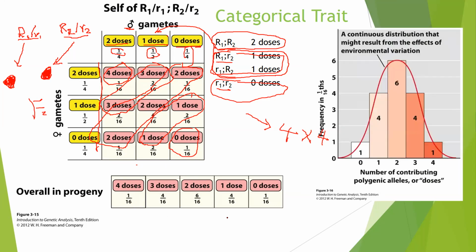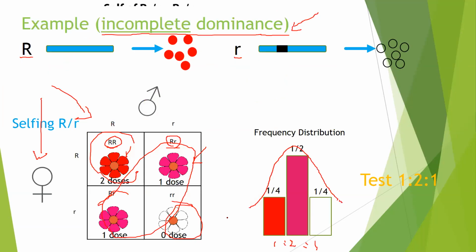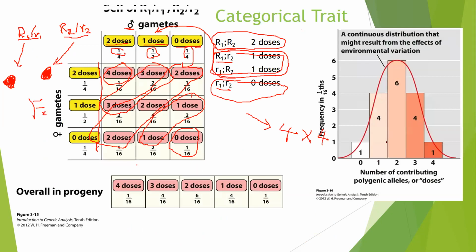So see what happens here. When we compare with the previous slides, we had 1 gene, right? With 1 gene, we have 3 categories, and the distribution is 1 to 2 to 1. Now we have 2 genes. So how many categories do we have? We have 5 categories. We have more categories.